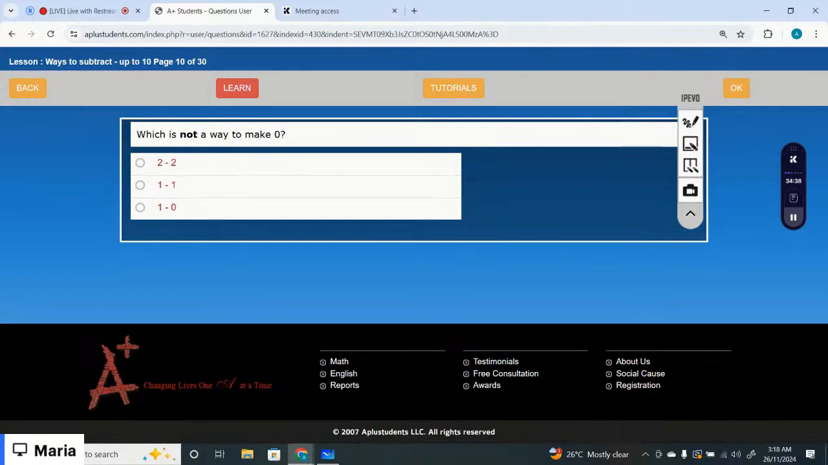Which is not a way to make 0. So you don't have to make 0, right? The options are 2 take away 2, 1 take away 1. So the correct option is 1 take away 0 because subtracting a number from itself always makes a 0. So 2 take away 2 is 0, 1 take away 1 is 0. The correct option is 1 take away 0. Option number 3 is the correct option.